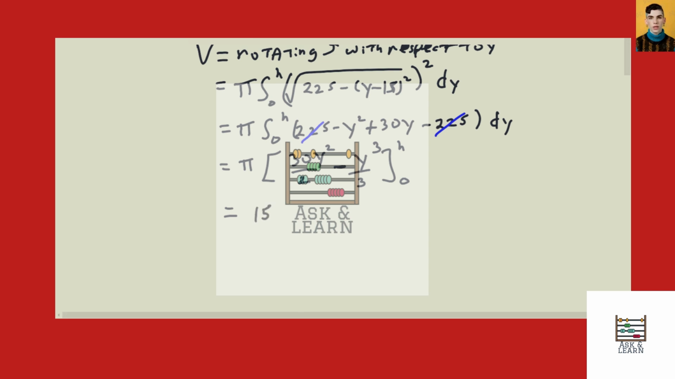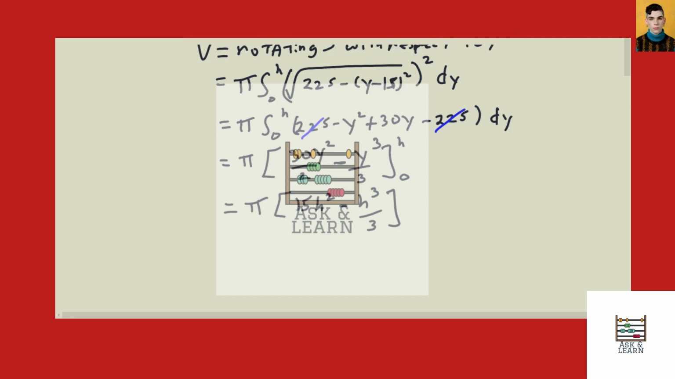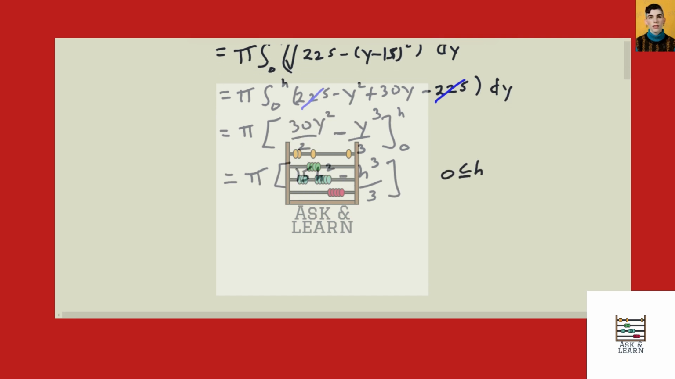And so that means I'm left with, let me do it this way and make it clear, pi times 15h squared minus h cubed over 3. And of course this is for 0 less than or equal to h less than or equal to 15. So this is the volume in the bowl.